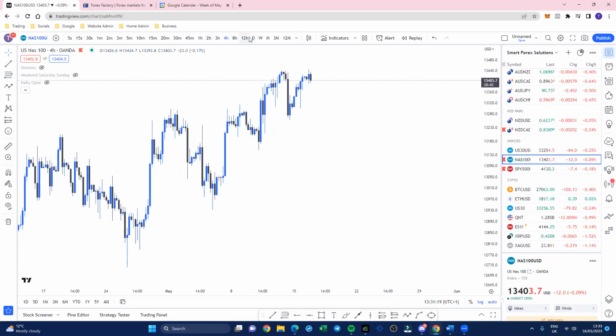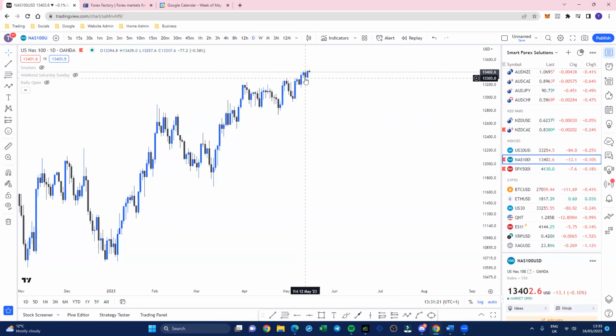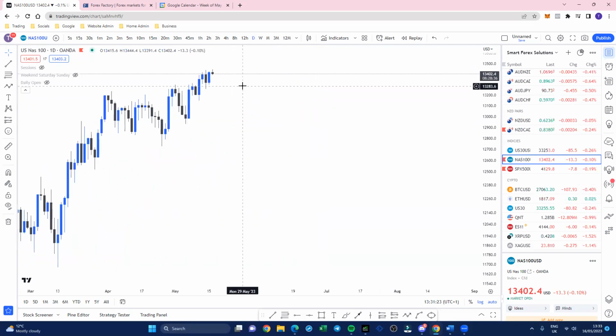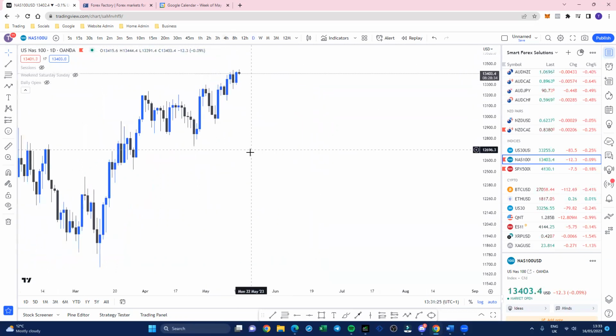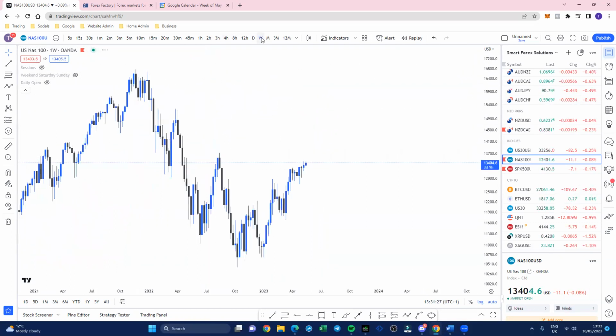So NAS is looking a bit healthier, I would say. NAS is giving us a bit more of a clear indication of where it's going. We're clearly bullish. You can see there's no messing around with it. We are pushing. Even the weekly is heading up.